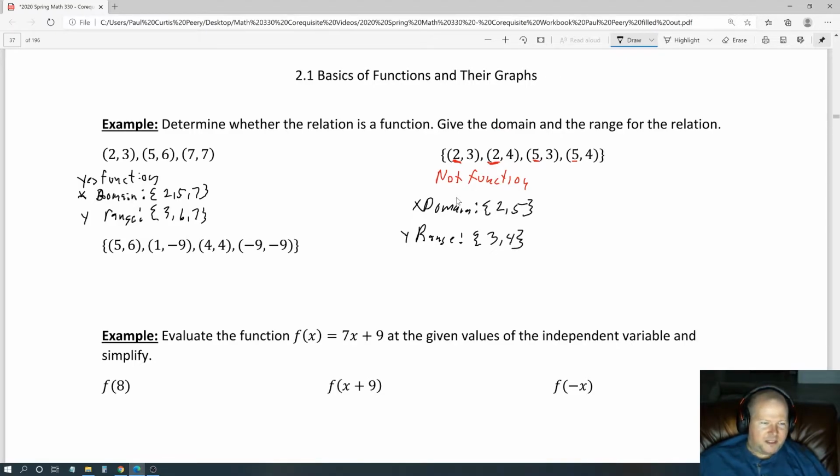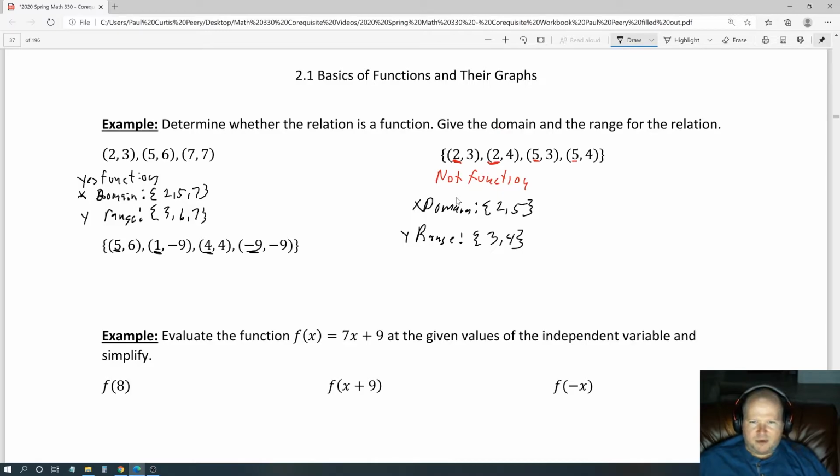Now, how about the next one? We plug in a 5, we get a 6. We plug in a 1, we get a negative 9. We plug in a 4, we get a 4. We plug in a negative 9, we get a negative 9. Now, this might be confusing. All we care is that every time we plug in an x, the same x cannot go to two different y's. So this is a function.